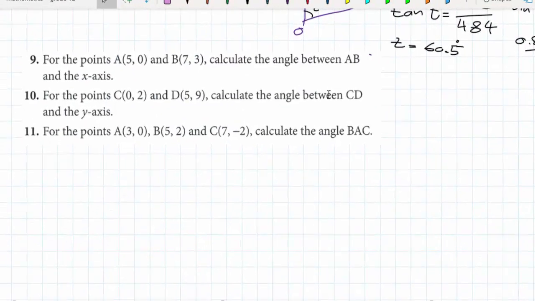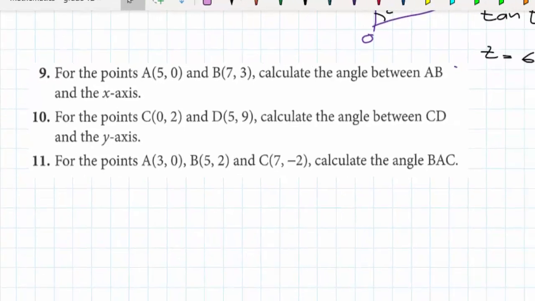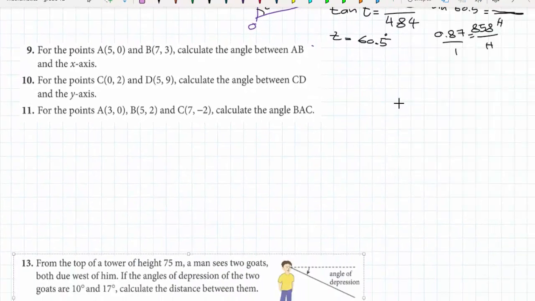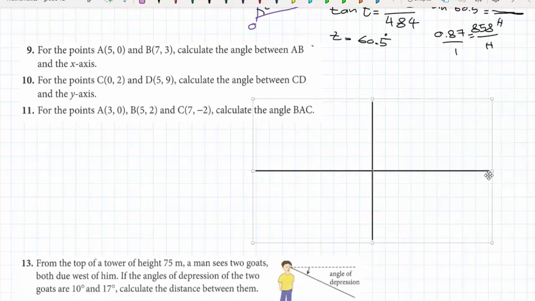Question 9, for the points A is 5, 0, B is 7, 3, calculate the angle between AB and x-axis. Let's just draw an xy axis. Okay, let's say this is an xy axis, and mark these points. 5, 0: 5 in the x-axis, 1, 2, 3, 4, 5, and 0 in the y-axis. 5, 0 is here. This is point A. And point B until here is 5, 6, 7, and 3. Point B is 7, 3. So this is point B.